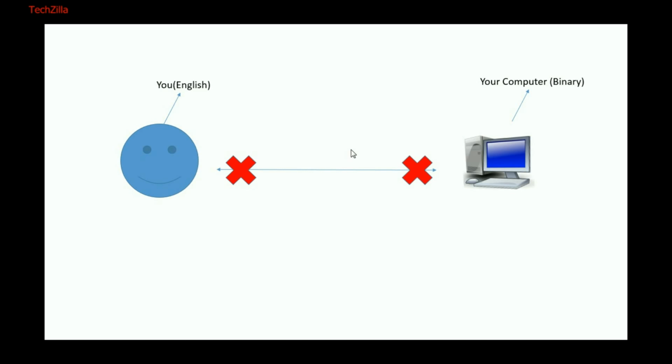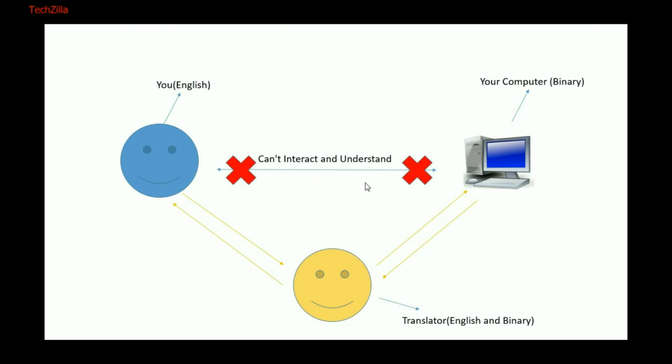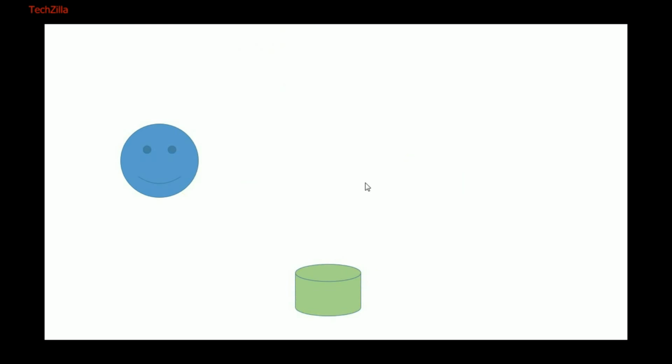You know English and your computer doesn't know it. It knows another language known as binary language. So this is your computer, who knows binary language, and you both can't interact with each other because you know English and he knows binary language. So if you want to interact with each other, you need some sort of translator. But guys, you both can interact with each other using a translator. He knows both English and binary language, and he will translate your words to the computer, and the computer will give the output to him and he will translate it to you.